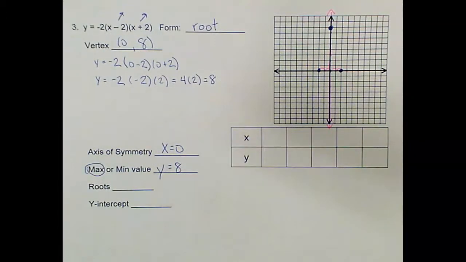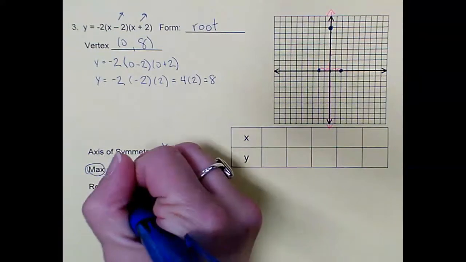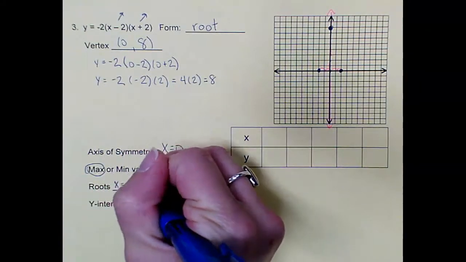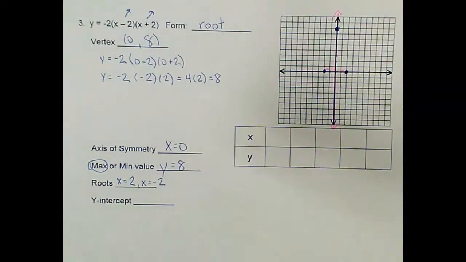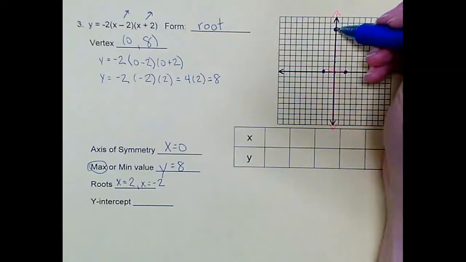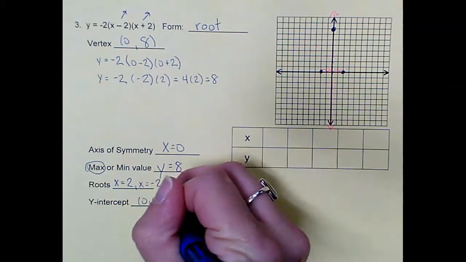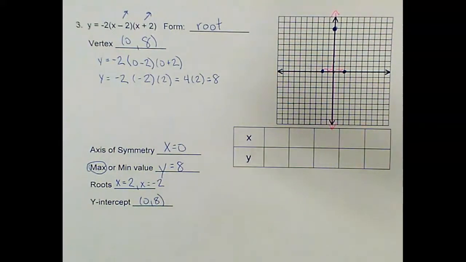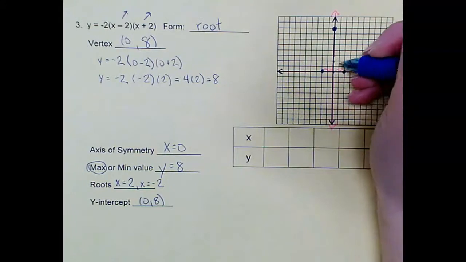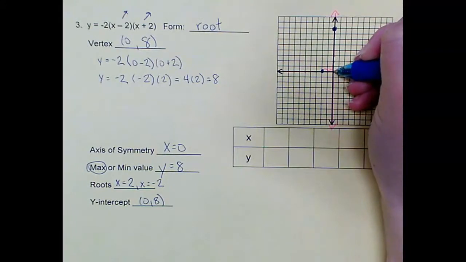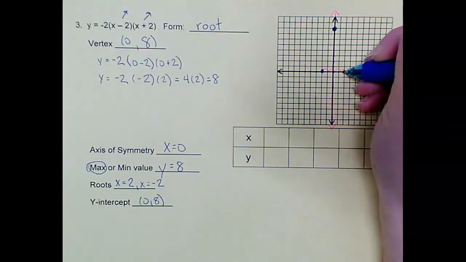My roots we already got from root form. So x equals 2 and x equals negative 2. And here it kind of turns out nicely that my y-intercept is actually my vertex. The vertex is on the y-axis, so my y-intercept is 0, 8. It might do me some good when I'm graphing to find some more points. So I have the point where x is 0, I have the point where x is negative 2 and positive 2.